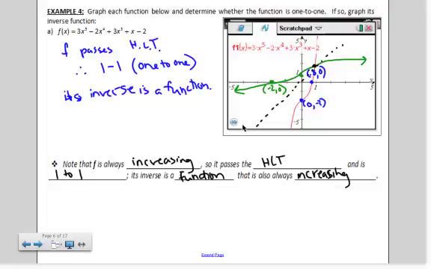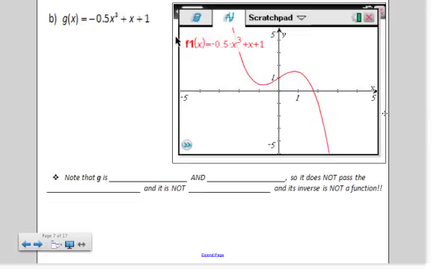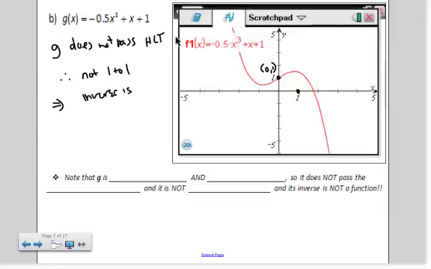Okay, next one. We're just going to look at a few functions. Oh, look at that one. But we know that it goes through (0, 1). We could graph the inverse relation, but here's the thing. The point is, g does not pass the horizontal line test. Since the instructions say to graph the function and determine if it's 1 to 1, g does not pass the horizontal line test, therefore it's not 1 to 1. Therefore, its inverse is not a function. And that's pretty much it, so we don't have to do any more work. We could graph the inverse, but we don't need to.